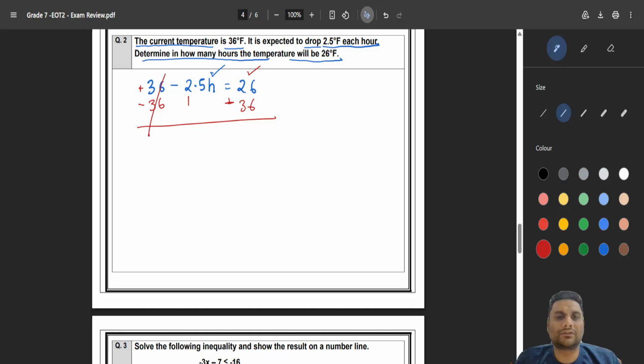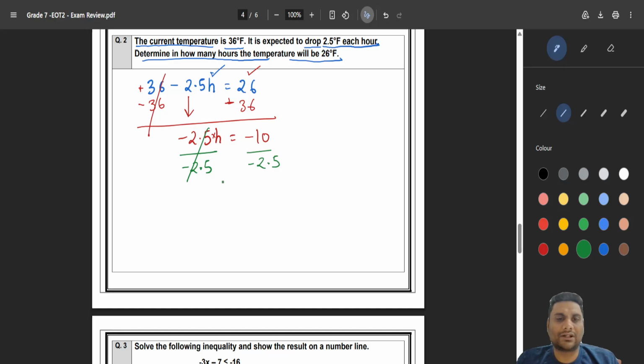this will come down, minus 2.5h equal 26 minus 36, minus 10. Why minus? Because the bigger number has minus. Now h and 2.5, nothing here, that is, this is multiply. What will I do for multiply? Divide. What? Minus 2.5. So other side also divide minus 2.5.